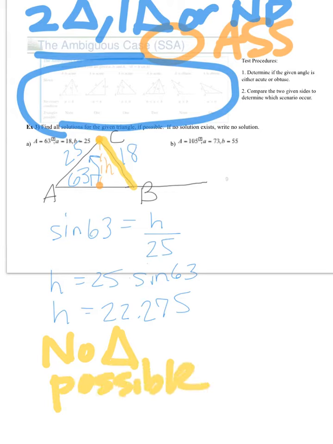Now, if they had given me that third side, this one right here, was 22.275, there'd be one triangle that you could build. And from the video, we learned that if that third side is bigger than the 22.275, but smaller than the 25, that other side, then I can build two different triangles. So that's the outcome on 3A.